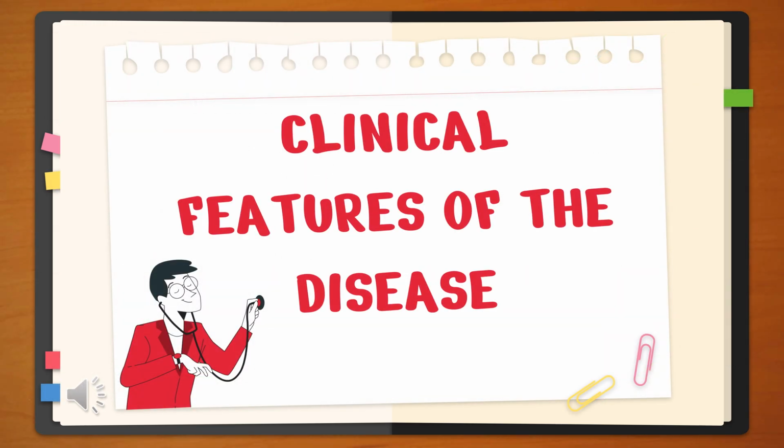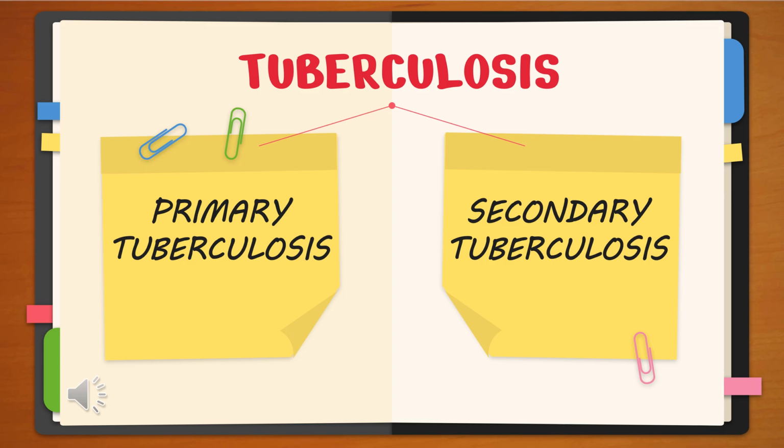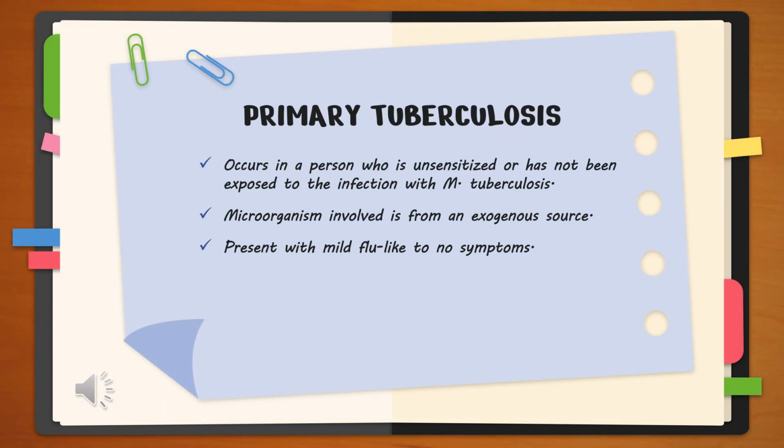Next, we're going to discuss the clinical features of the disease. Tuberculosis is divided into 2 pathophysiologic types, being primary and secondary. Primary tuberculosis occurs in a person who is unsensitized or has not been exposed to infection with Mycobacterium tuberculosis, and thus it is understood that the microorganism involved is from an exogenous source. Primary TB will initially present with mild flu-like to no symptoms.